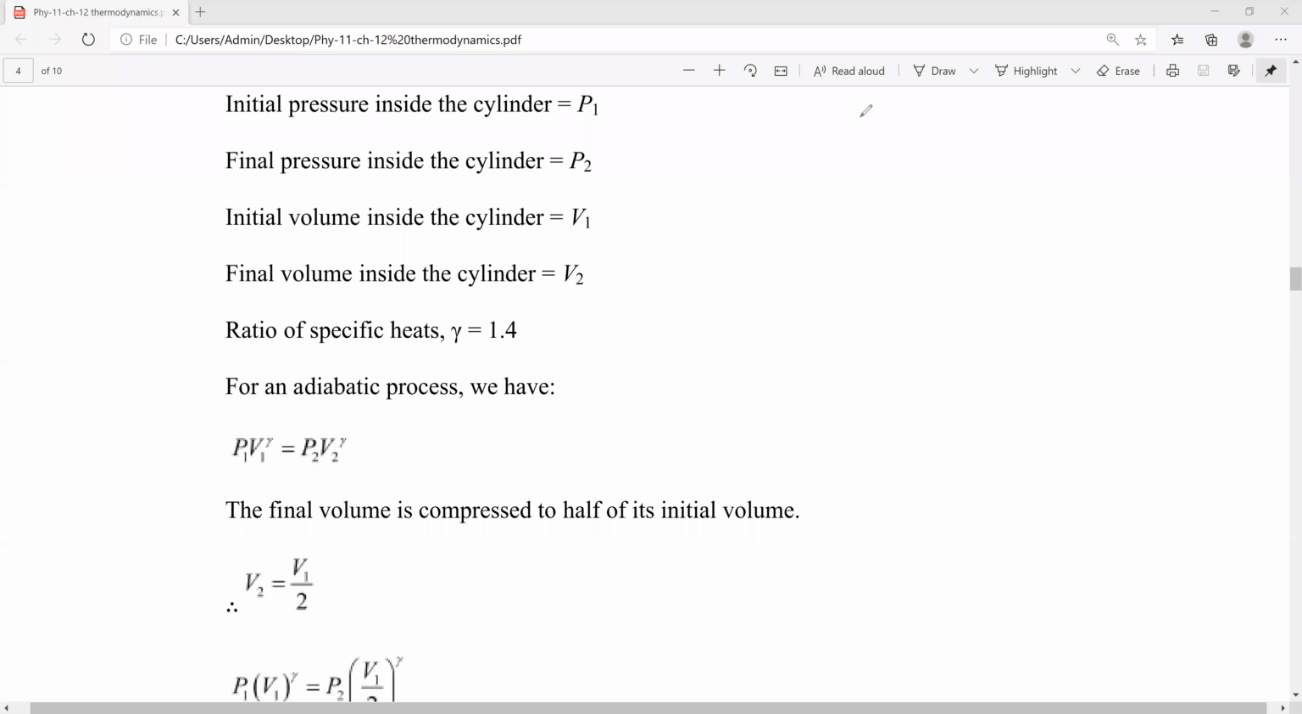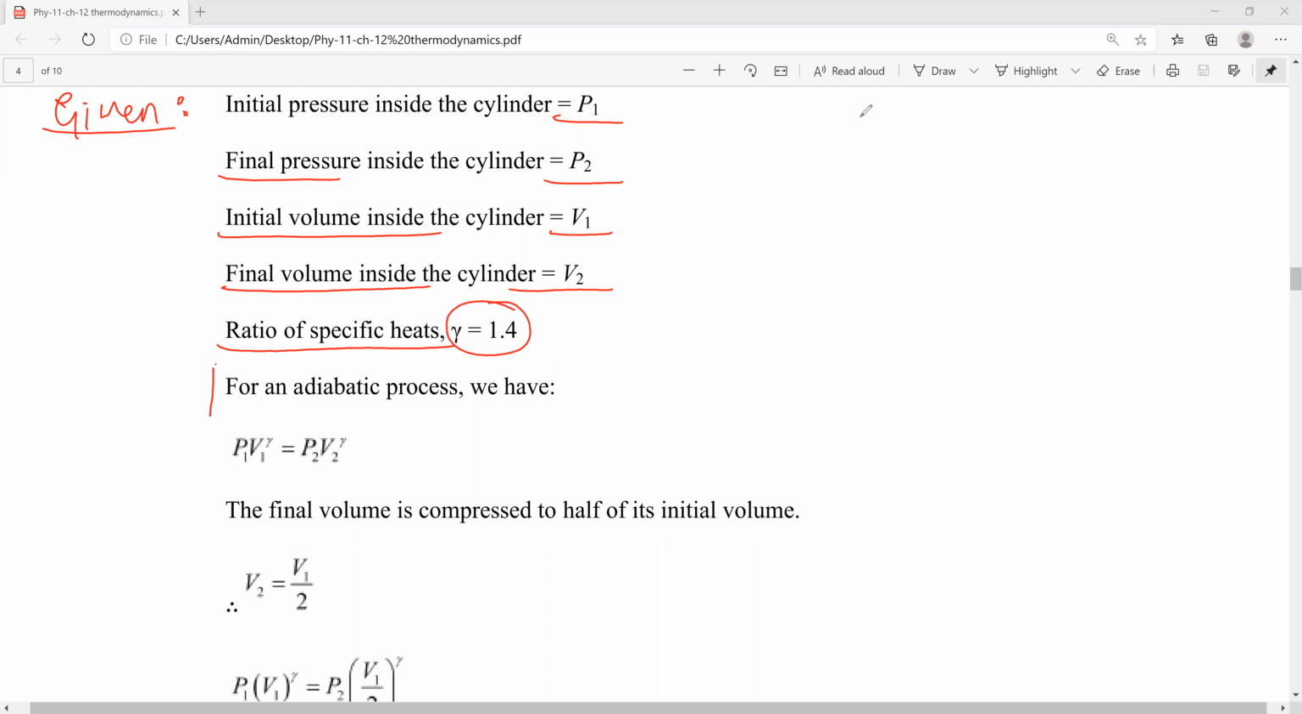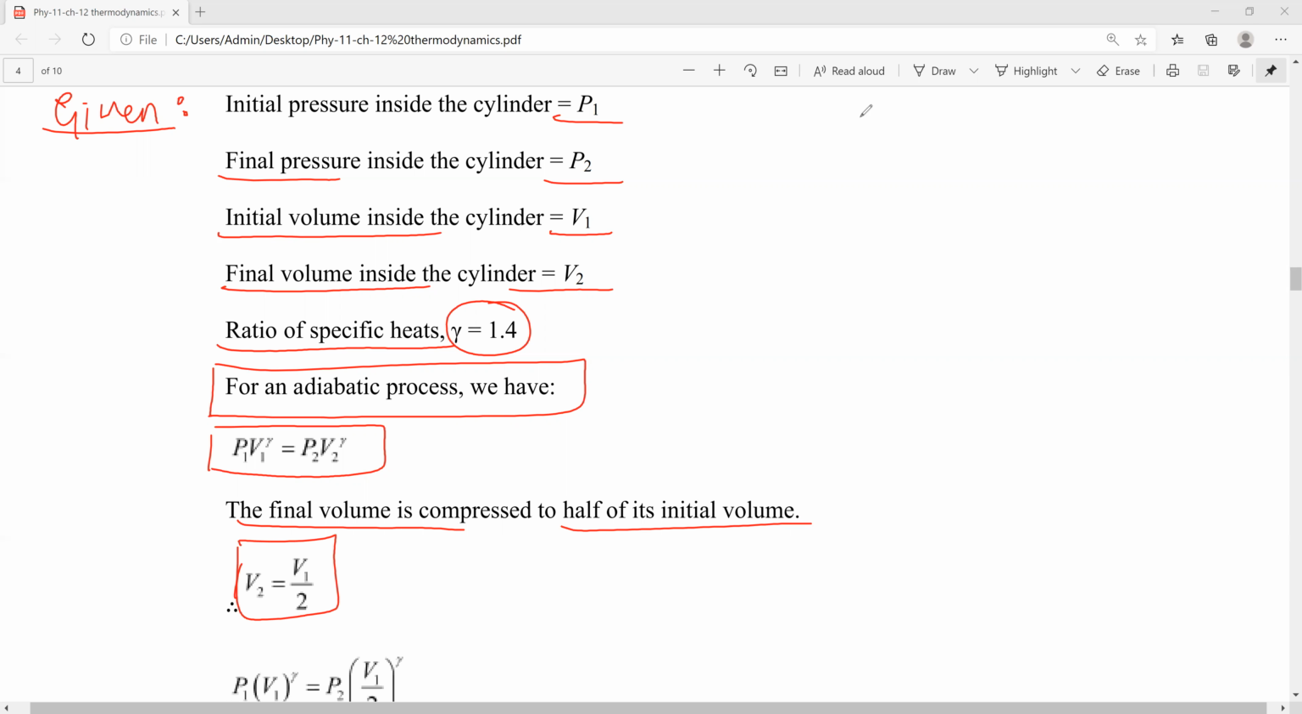From the given things, let us take initial pressure as P1, final pressure of the cylinder P2, initial volume inside the cylinder V1, final volume of the cylinder V2, ratio of specific heats gamma is equal to 1.4. For an adiabatic process we have the relation P1 V1 raised to gamma is equal to P2 V2 raised to gamma. Therefore the final volume is compressed to half its initial volume, so V2 is equal to V1 by 2.